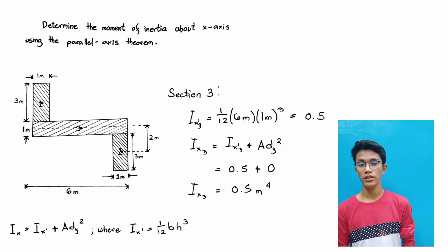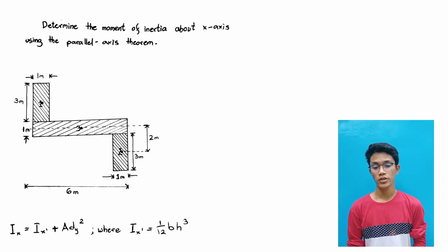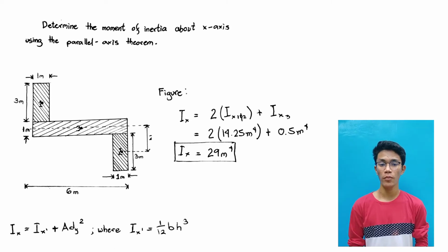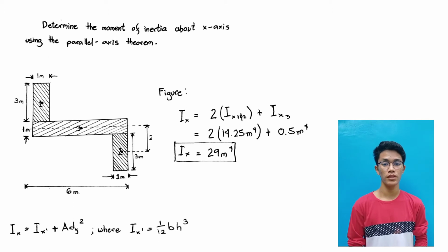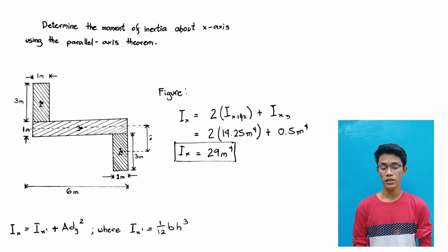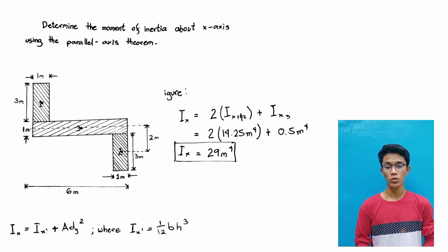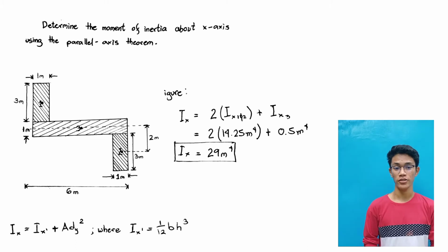To find the moment of inertia of the figure, let us double the value of our moment of inertia for the section 1 and 2 plus the moment of inertia for the section 3, which is 2 times 14.25 plus 0.5 is equal to 29 as our final answer.